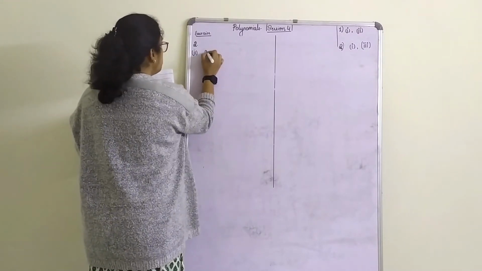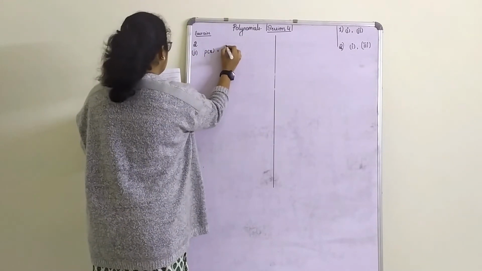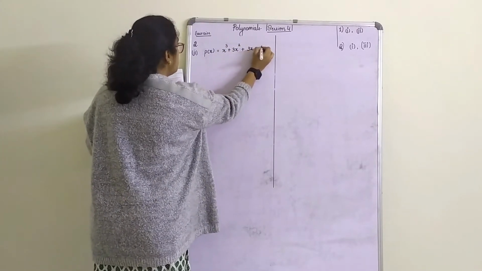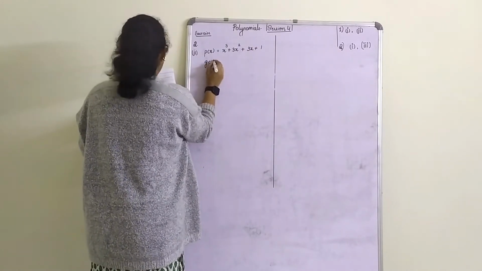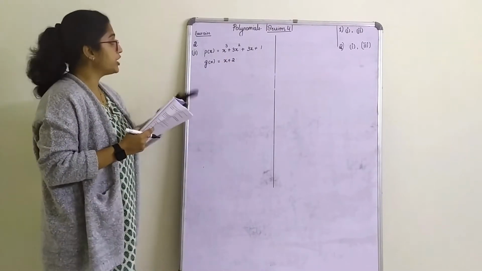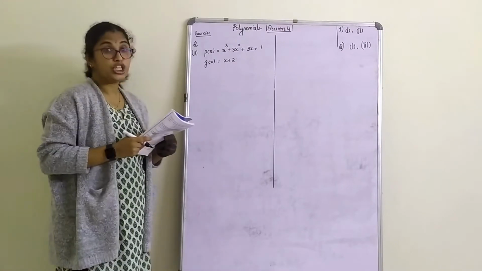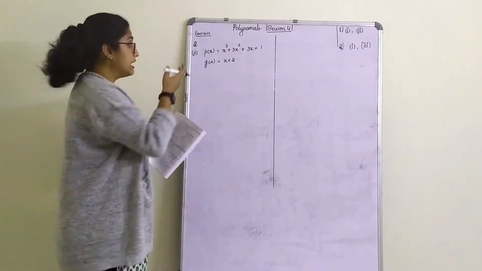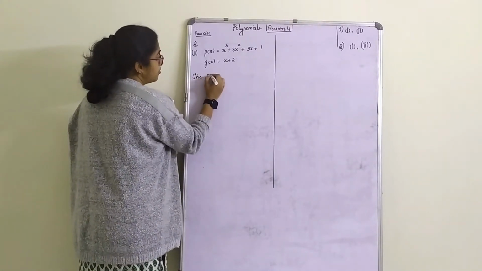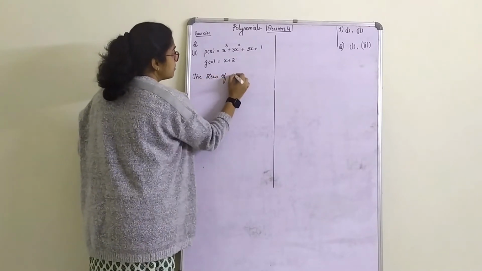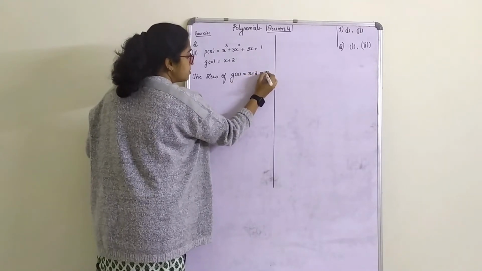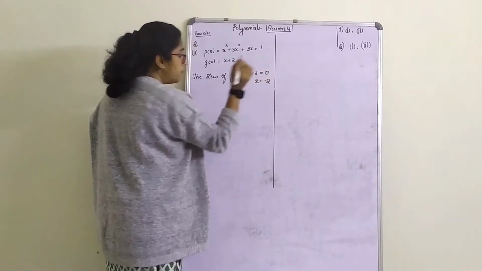What is given? P of x is given as x cube plus 3x square plus 3x plus 1 and g of x is given as x plus 2. Okay, we need to check whether g of x is a factor of this. So let us find the 0 of g of x. The 0 of g of x, that is nothing but x plus 2 equated to 0. Therefore, x is equal to minus 2.